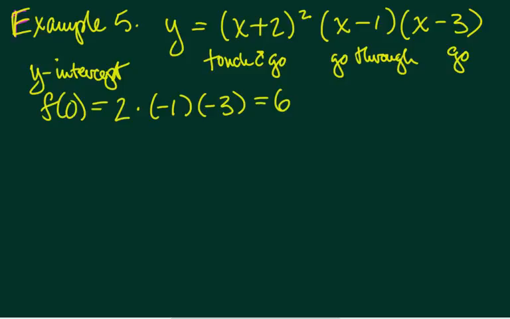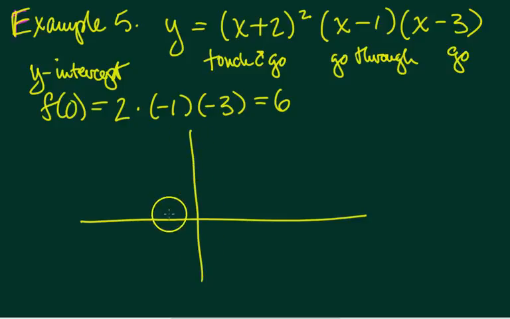So let's put these points that we know about on the graph. Negative 2, we have a 0 there. Positive 1, positive 3. Okay, and here, point (0, 6).